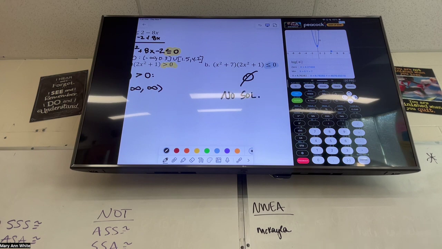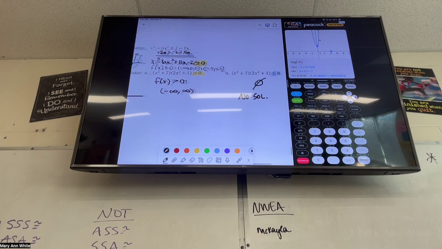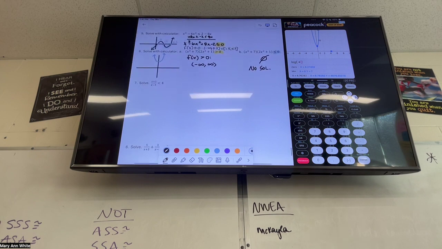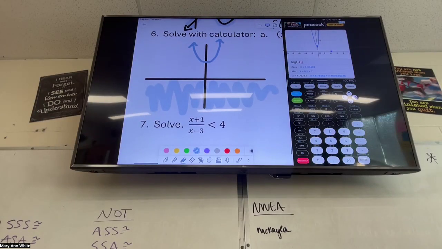You can write no solution. You can just do an empty set, whatever makes you happy. Because see, it's negative. There's nothing negative. See how the shaded line underneath the x-axis? There's nothing underneath the x-axis. There's no graph below the x-axis. If you threw a ball up in the air and it got stuck there, there's just nothing below the x-axis. That's how that makes sense.